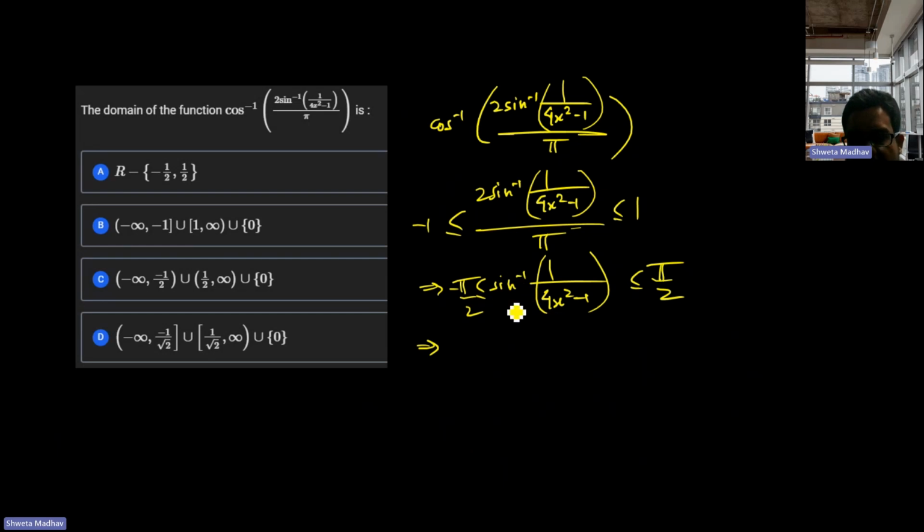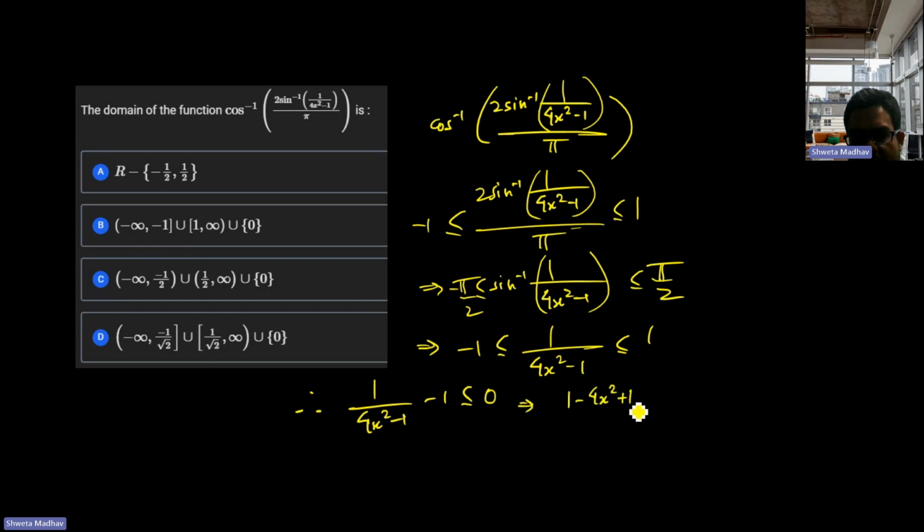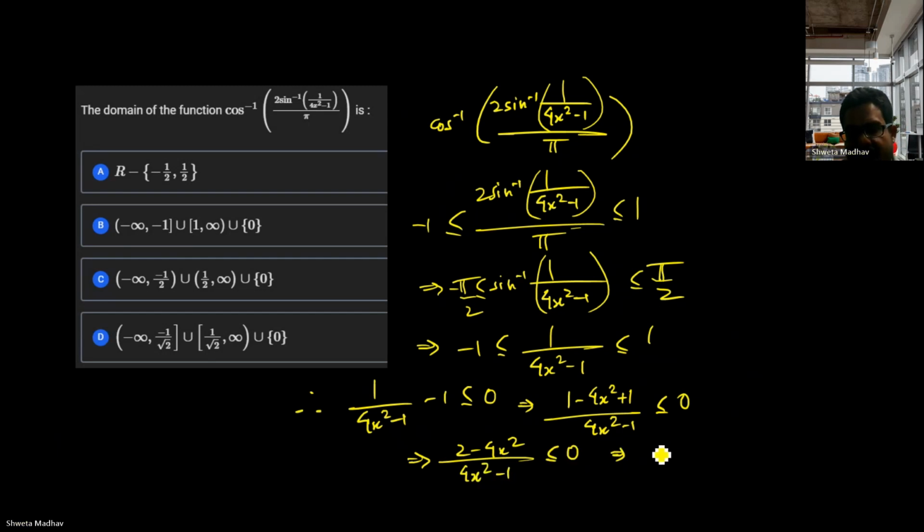Now we can apply sine on all sides. Sine of minus pi by 2 is minus 1, so 1 by 4x square minus 1 is less than or equal to 1. So therefore, you can say 1 by 4x square minus 1 minus 1 is less than or equal to 0. Then you can say 2 minus 4x square by 4x square minus 1 is less than or equal to 0. So 4x square minus 2 by 4x square minus 1 is less than or equal to 0.